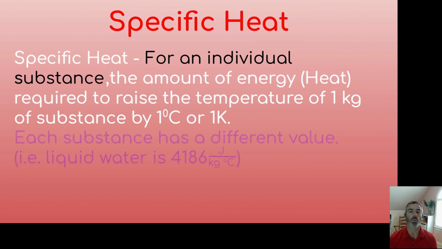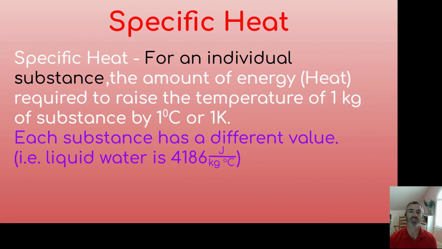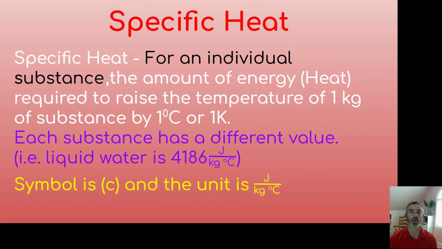So for example, liquid water has 4,186 joules of energy required to raise 1 kilogram of water 1 degree Celsius. So that's the constant value for liquid water. And it'd be different for ice and it'd be different for steam. And so it is different for all substances. So this is what specific heat is. And the symbol is a lowercase c, and the unit is joule per kilogram degree Celsius.